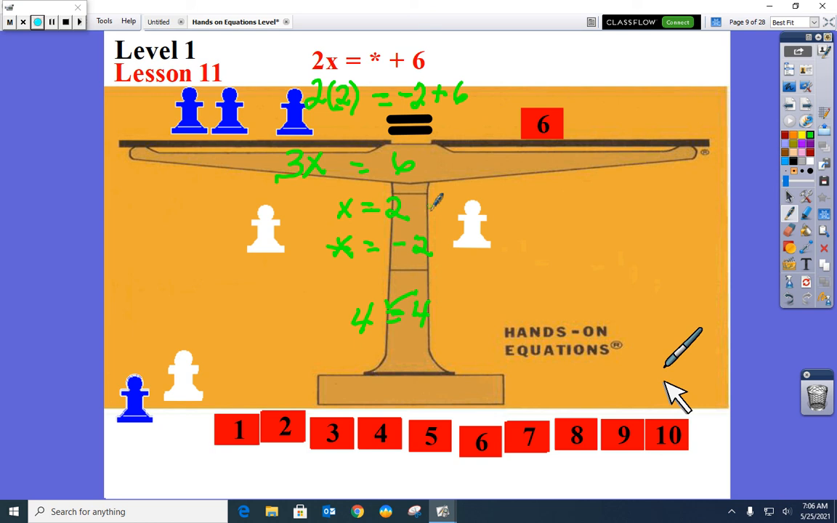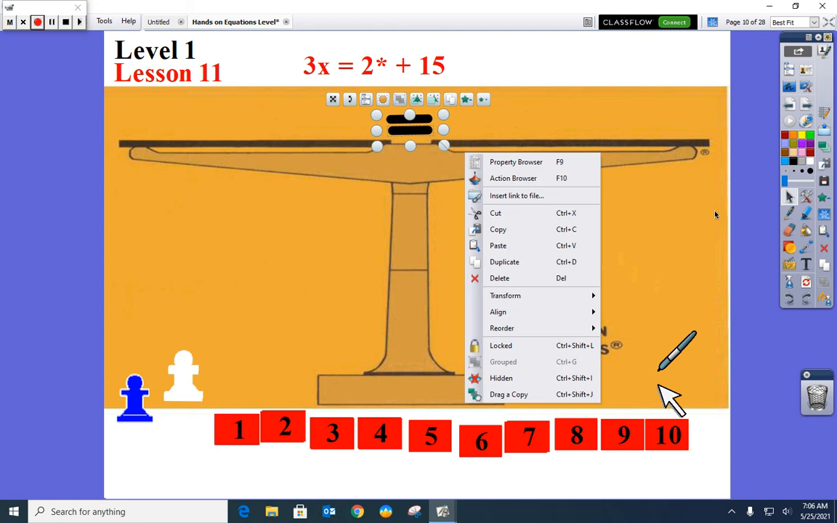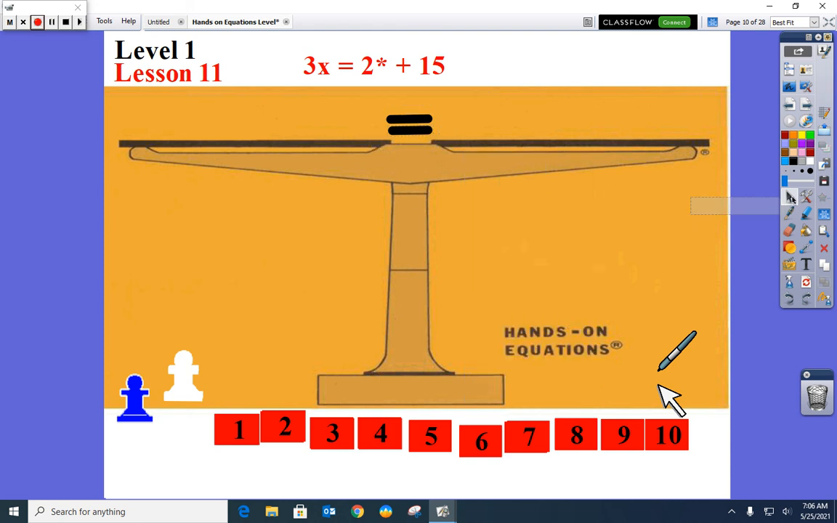So you want to work your way through these lessons. We want to make sure that we are adding 0 to one side of our equal sign so that we can isolate our variable and get our numbers on one side all by themselves and our pawns on the other. Let's reset the board and go to the next page. We're still working on lesson 11. And let's set this one up.